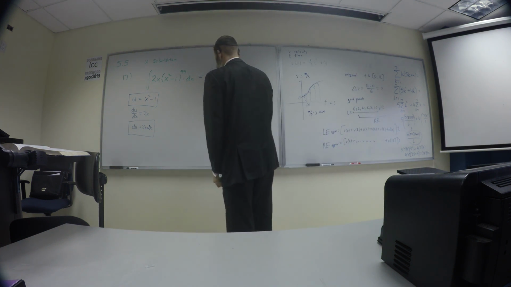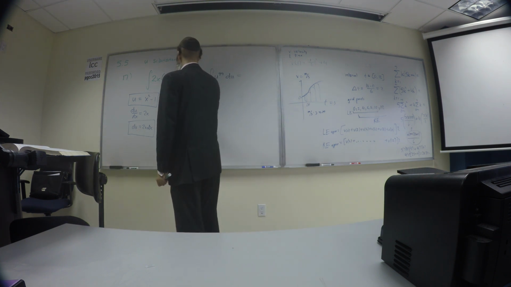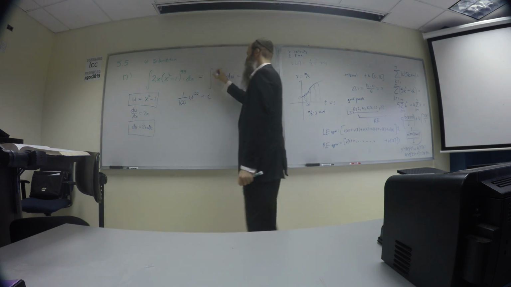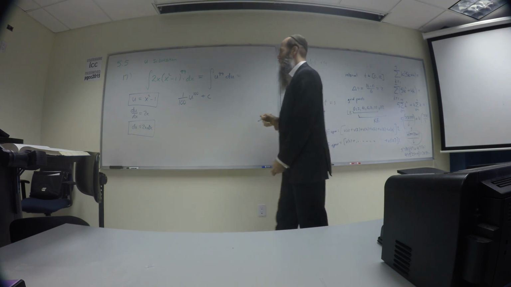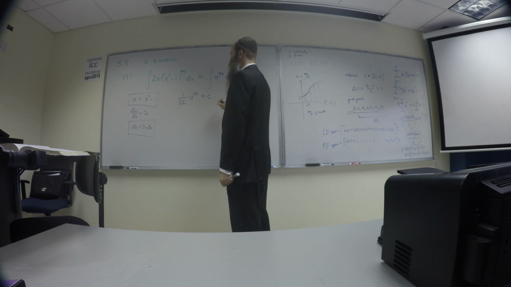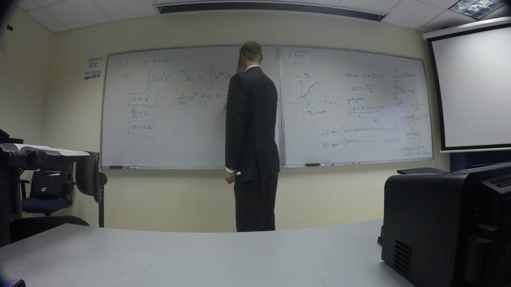Okay. So I already mentioned what this antiderivative is. It is 1 over 100 u to the 100th plus an arbitrary constant. Since it is an indefinite integral, we're just finding an antiderivative. We're not using the fundamental theorem per se. And now we need to change it back to x. So resubstitute, u is x squared minus 1. So I have 1 over 100 times (x squared minus 1) to the 100th plus C. There is our answer. There's our antiderivative.